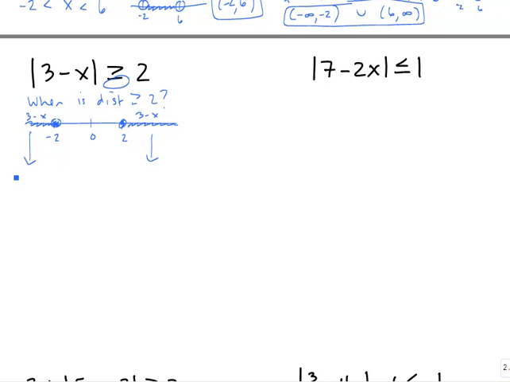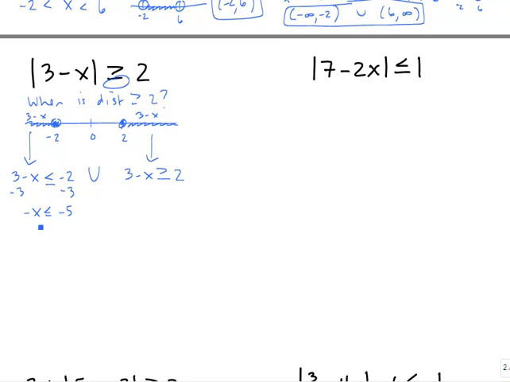The one on the left requires that 3 minus x needs to be less than or equal to negative 2. Less than because we want to go to the left. And on the right hand side, we want 3 minus x to be greater than or equal to positive 2, so that we get this right hand tail piece. And we want the union of these two solutions. So if we solve, we're going to subtract 3. We get negative x less than or equal to negative 5.